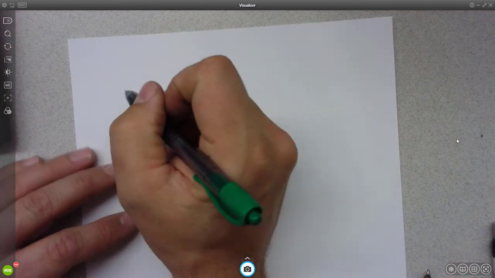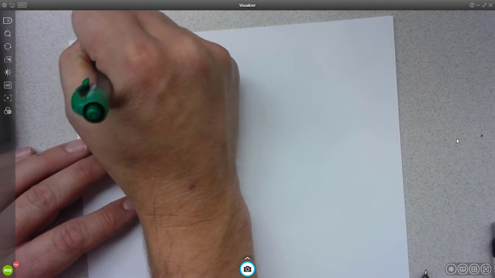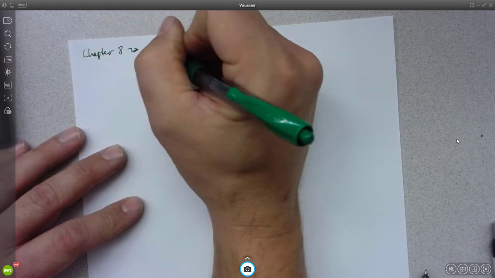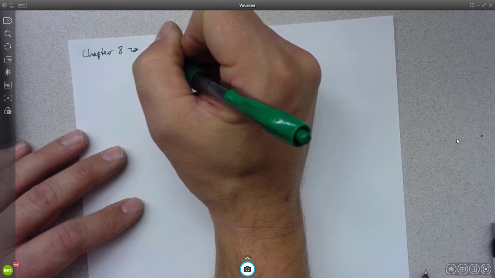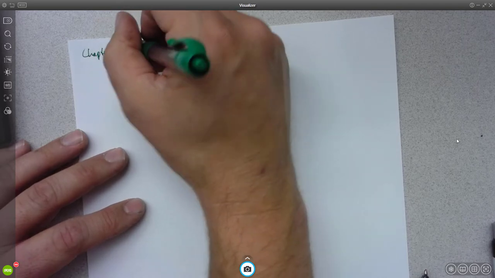So here we go. Chapter 8, capítulo 8. My wife always corrects me on how I say it. I say it wrong. Does anybody know how to say it correctly? Capítulo? Yeah. Spanish. Capítulo 8.